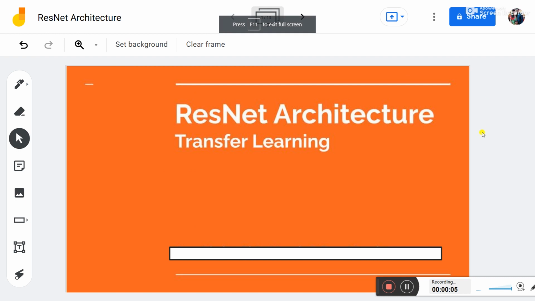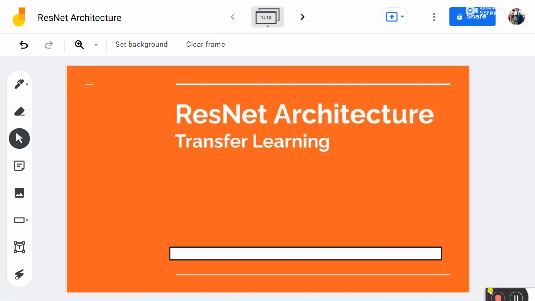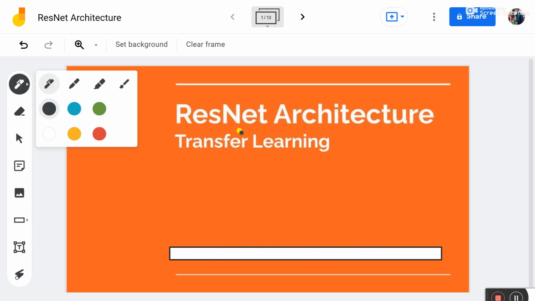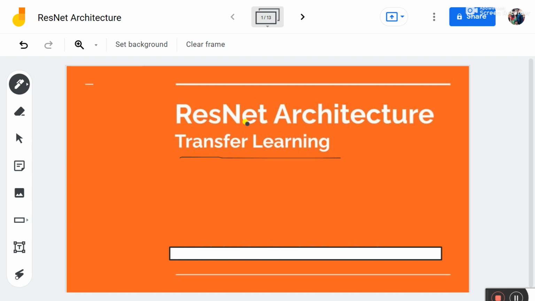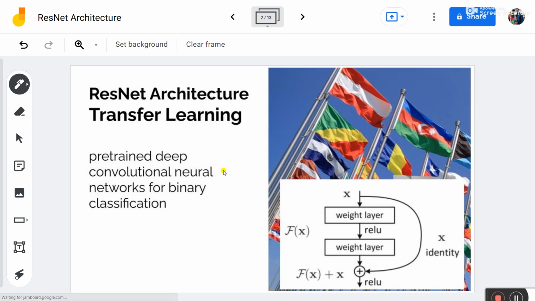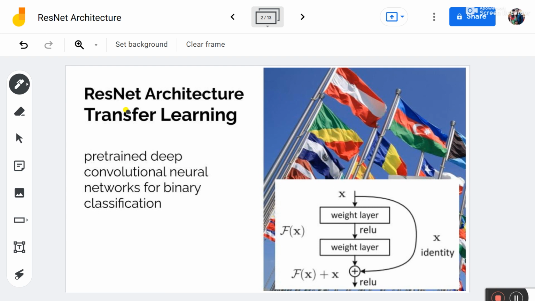So in today's video lecture we will talk about the ResNet architecture, which is used in transfer learning. Transfer learning is used in various applications, and we will discuss what the ResNet architecture is. ResNet is a kind of transfer learning, and it's a pre-trained deep learning neural network for binary classification.